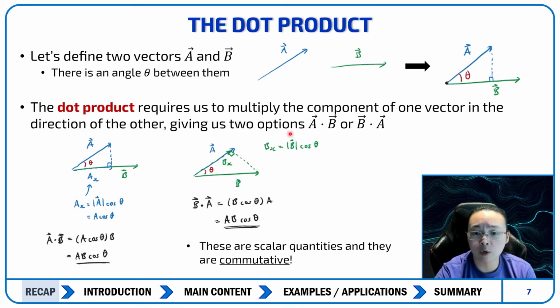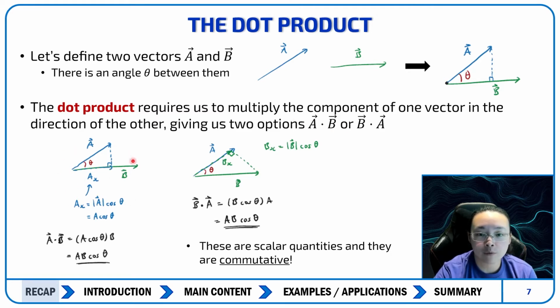The dot product requires us to multiply the component of one vector in the direction of the other. That essentially gives us 2 options. We can have A dotted with B or B dotted with A. So what does this mean? It requires us to multiply the component of one vector in the direction of another, and we have these 2 options.